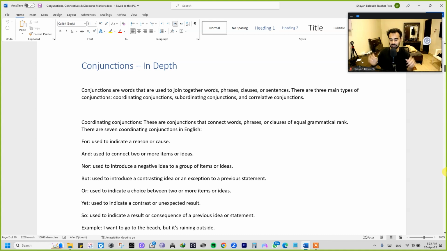In depth. Let's try to discuss them in detail with some examples as well. So, conjunctions in depth. Let me read out the definition for you. Conjunctions are words that are used to join together words, phrases, clauses, or sentences. There are three main types of conjunctions: coordinating conjunctions, subordinating conjunctions, and correlative conjunctions. All right, now let's discuss all of them in detail.